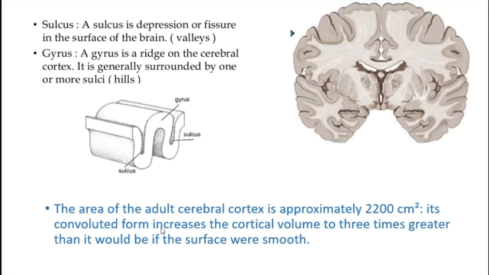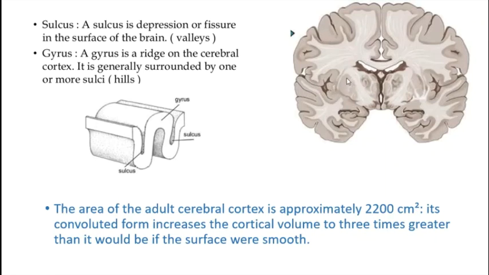The area of the adult cerebral cortex is approximately 2200 centimeters square. Its convoluted form increases the cortical volume to 3 times greater than it would have been if the surfaces were smooth. So sulci are very important. And here you can see this is a coronal section. Here you can see how the folding enables a greater amount of area to fit within the given space.